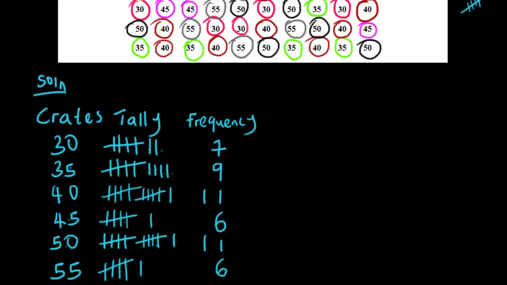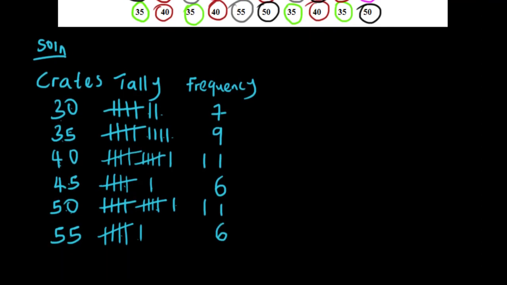So we write 6. Now to confirm that you are correct, if you add all the frequencies, you should get 50 because we're told in the question that we had 50 farmers. Can we try it? Let's just confirm that we are correct. 7 plus 9 is 16, plus 11 is 27, 27 plus 6 is 33, 33 plus 11 is 44, 44 plus 6 is 50. So we are sure that we are correct. Now this here is the frequency table.